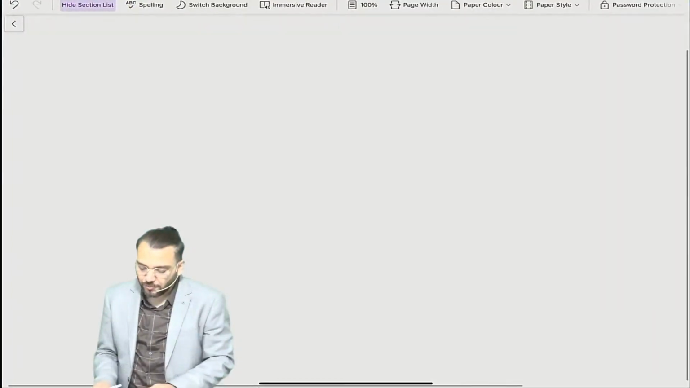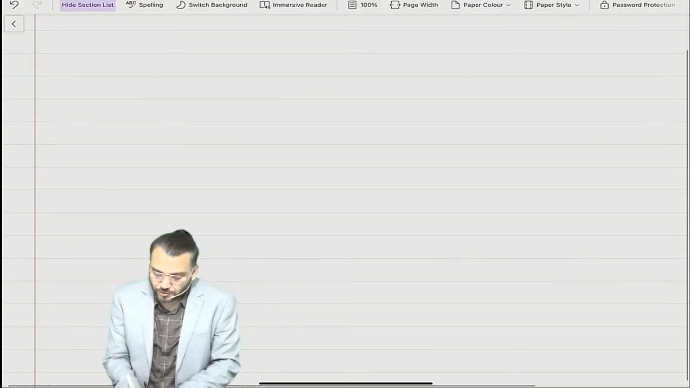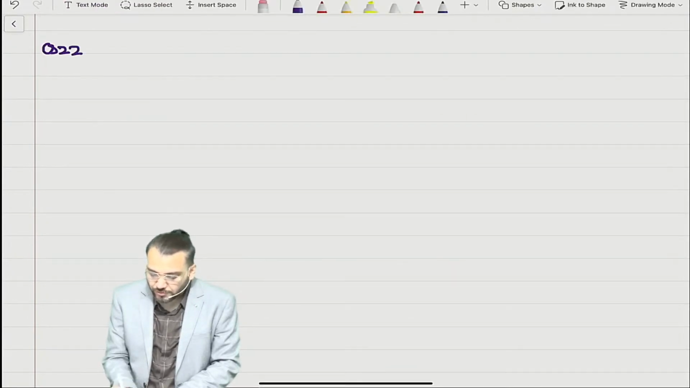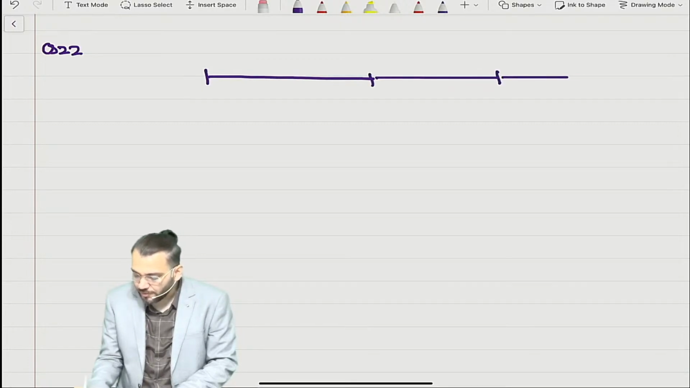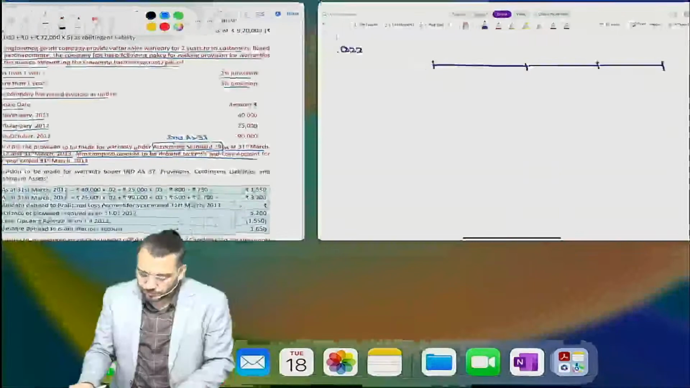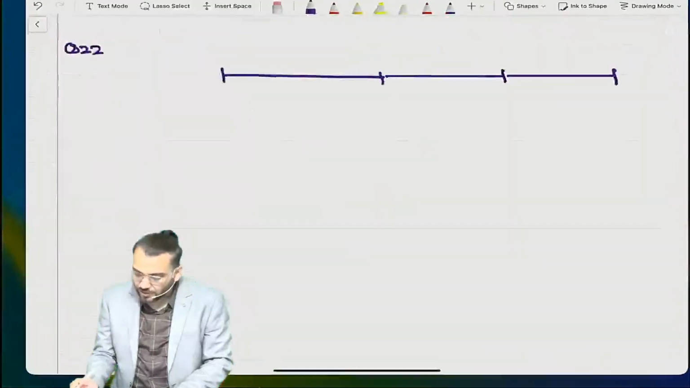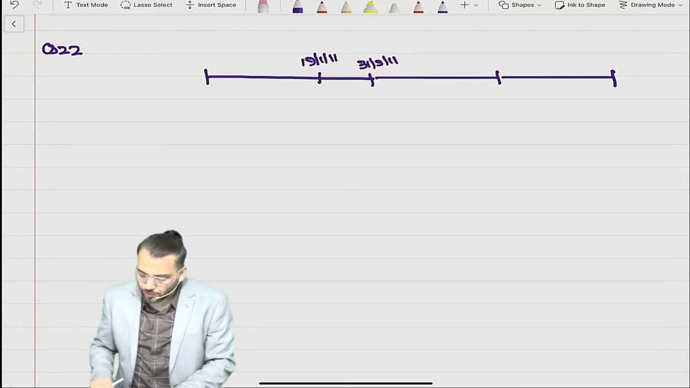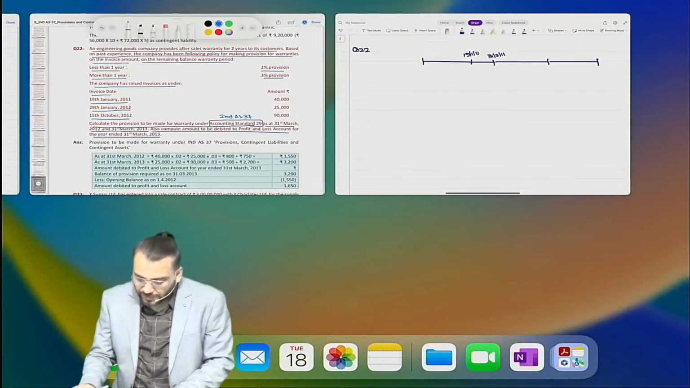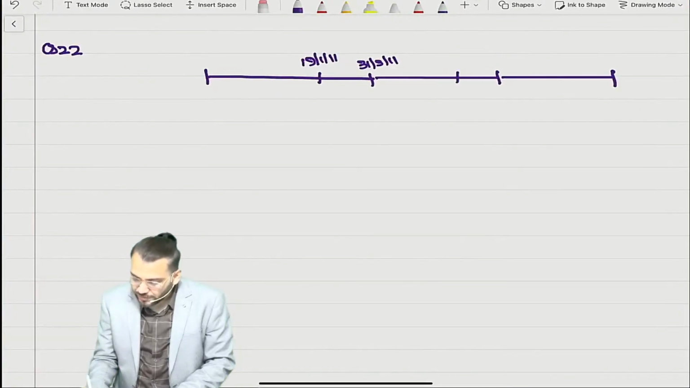Whenever this type of questions come, always draw a timeline to understand the question. Correct? So you can see they have given 3 dates. First date is 19 Jan 2011. So this will be 31st March 2011, the reporting date. Then it is 29 Jan 2012, so 29 Jan 2012 will come here. This will be the next reporting period.